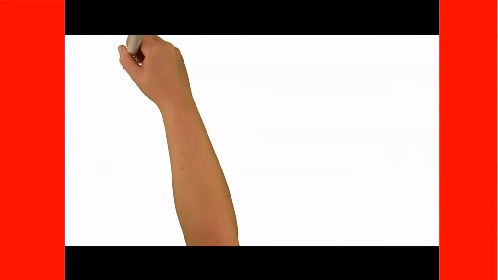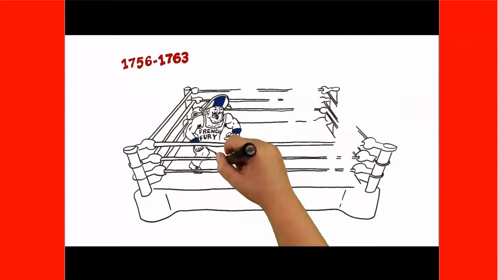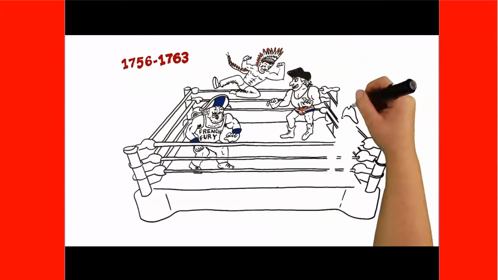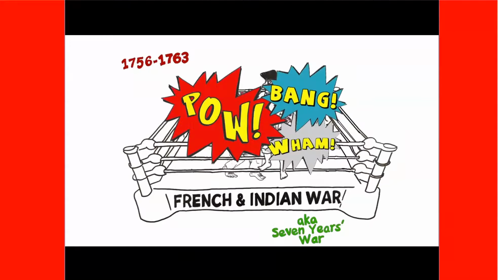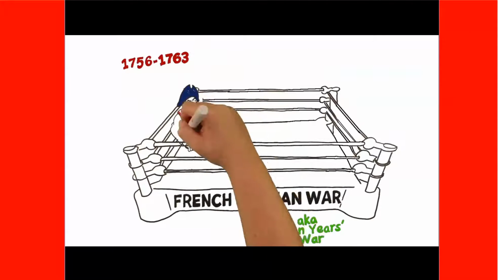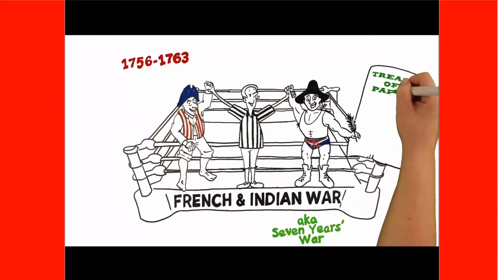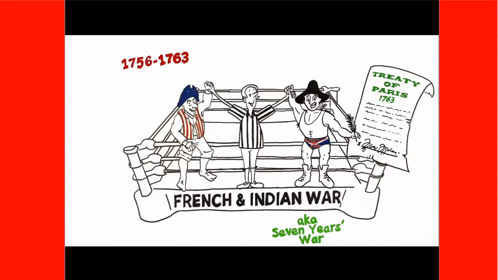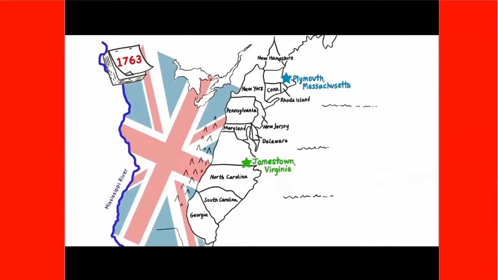And then, from 1756 to 1763, the French and the Indians fought against the British and the colonists in the French and Indian War, also known as the 7 Years' War. The colonists and the British won the war. To make it official, the British and the French signed the Treaty of Paris in 1763. Not only did the treaty end the war, but it also granted the British control of the territory from the Mississippi River to the Appalachian Mountains.